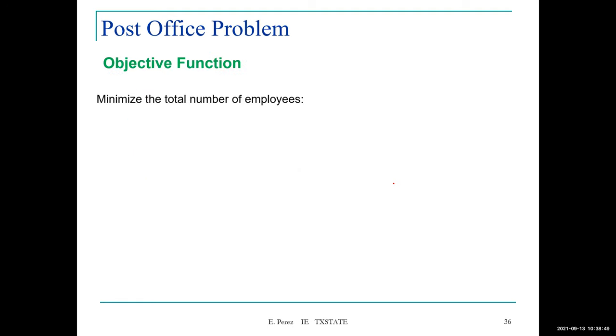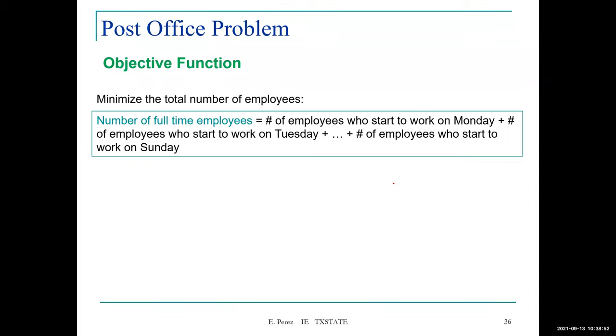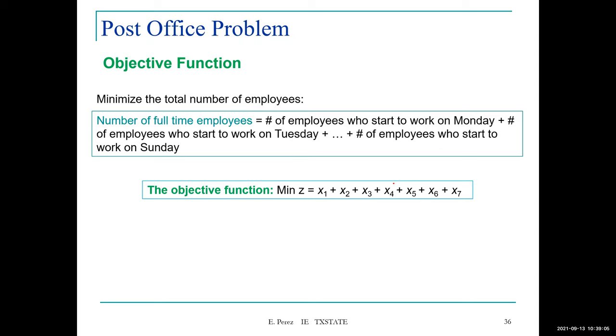So the objective function is to minimize the total number of employees. The number of full-time employees equals the number of employees who start work on Monday plus the number who start on Tuesday through Sunday. So our objective function is to minimize that summation. You remember the previous problem has exactly the same objective function. We are summing the number of entities that are starting at a specific time period.